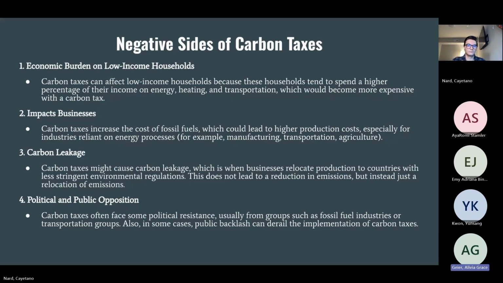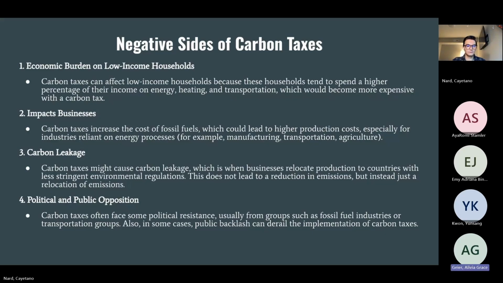Second, it also can impact businesses. Carbon taxes increase the cost of fossil fuels, which could lead to higher production costs, especially for industries relying on energy processes, such as manufacturing, transportation, and agriculture industries.